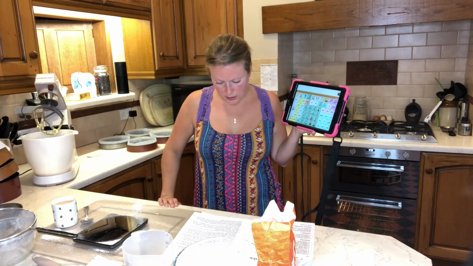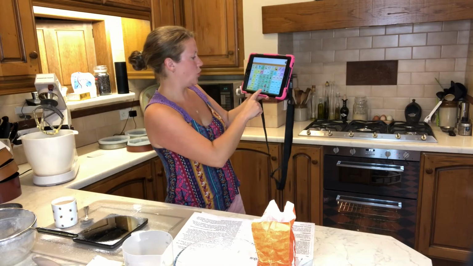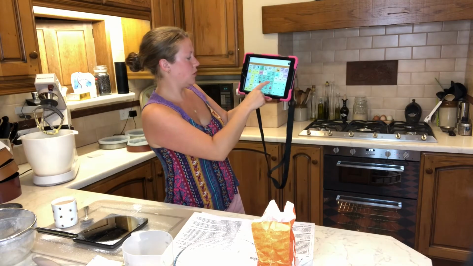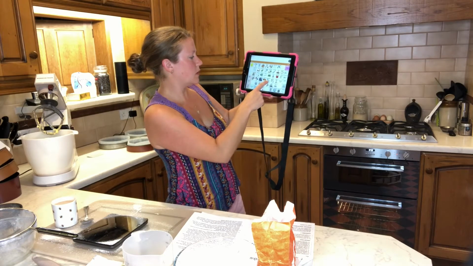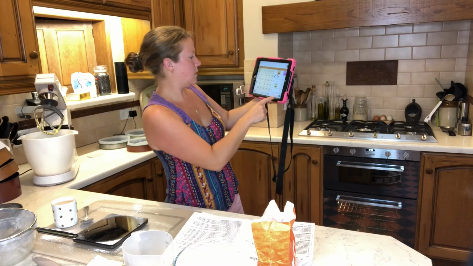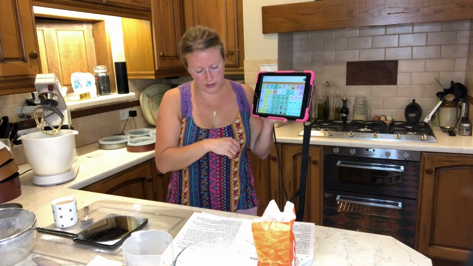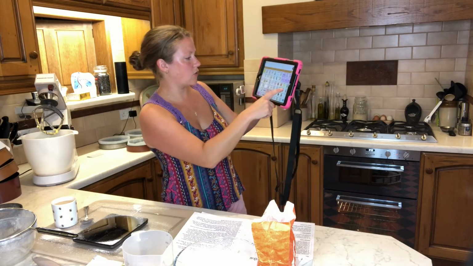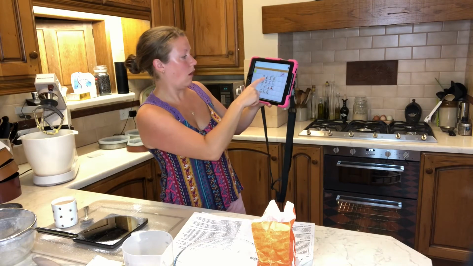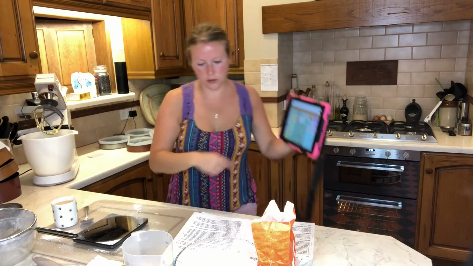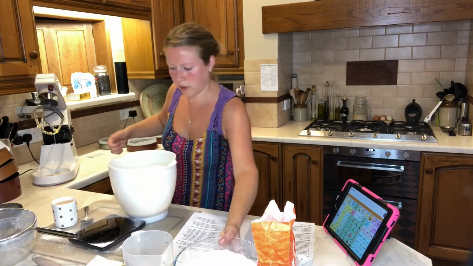And now it says to put in half of the flour. So after we've done the eggs, it says put in half of the flour. So I will.